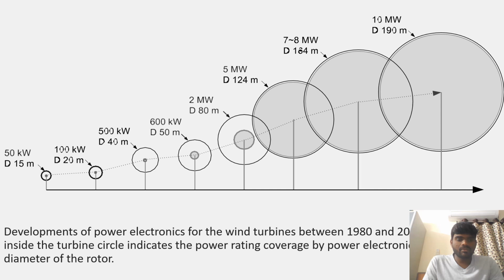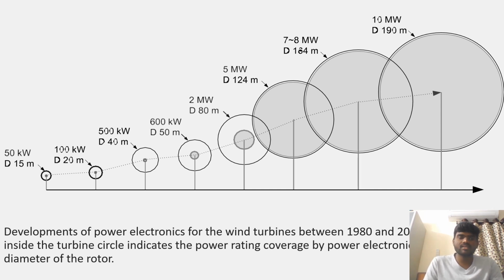And this is the development of power electronics for the wind turbine between 1980 and 2020. Inside the turbine, the circle indicates the power rating coverage by the power electronics, and the diameter of the rotor. So the first one, if you see, was 50 kilowatts and the diameter is 15 meters. It gradually increases its diameter so that lastly the circle diameter is 190 meters, and that power is 10 megawatts.